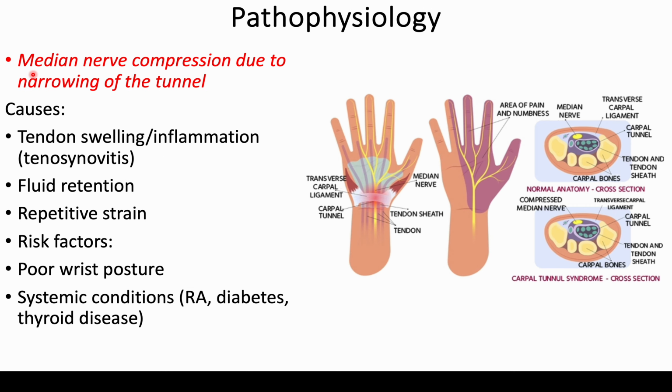So the median nerve compression is due to the narrowing of that tunnel. Now, why that tunnel gets narrowed, that's something that we'll discuss a little bit more in detail. Some of the causes can be tendon swelling, inflammation. So basically these tendons swell up and cause that nerve to compress because there's not really much space. Fluid retention, for example, in pregnancy, repetitive strain injuries. Some of the risk factors are poor wrist posture as well as systemic conditions such as rheumatoid arthritis, diabetes, and thyroid disease. These are things that make it more likely for these patients to experience these symptoms.